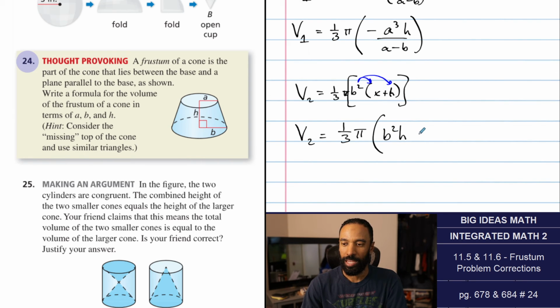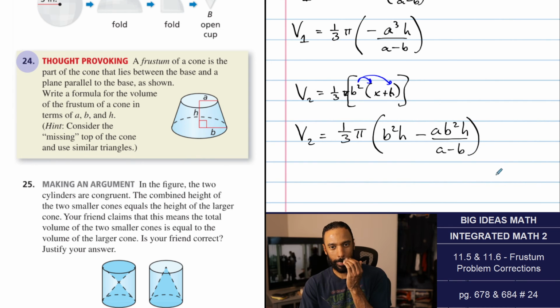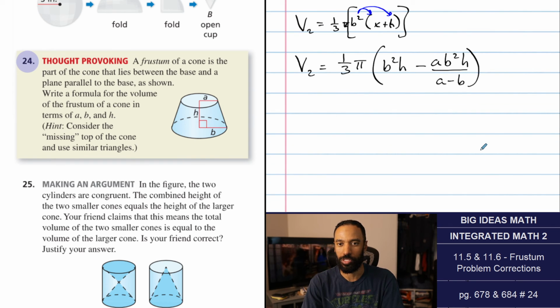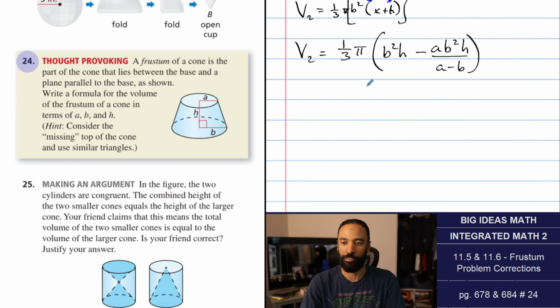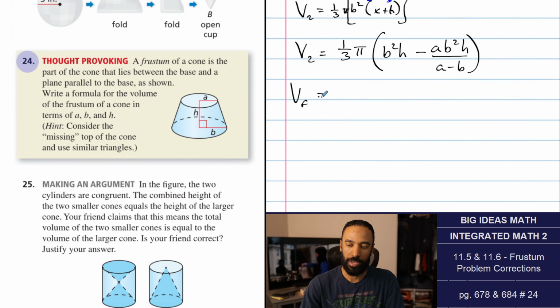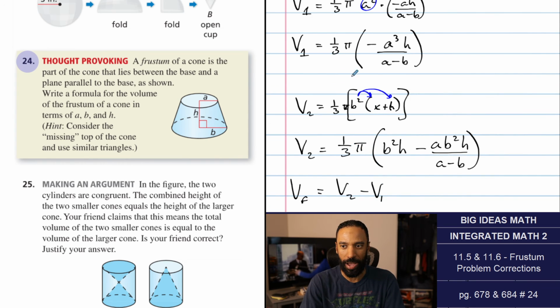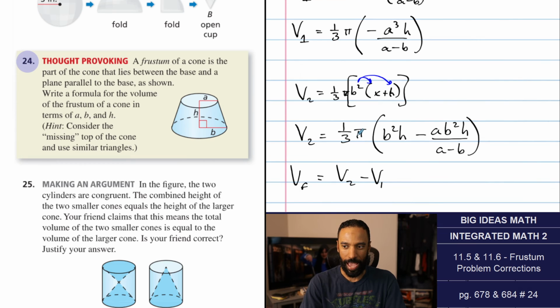So that'll be a negative a, I'm going to put the b squared here as well, h over a minus b. So I guess this isn't exactly like the other one, although most of the stuff in the ultimate result will be. So now I can do the subtraction. The volume of the frustum is going to be the volume of 2 minus volume of 1. And keep in mind, they both have a 1/3 pi as a common factor.